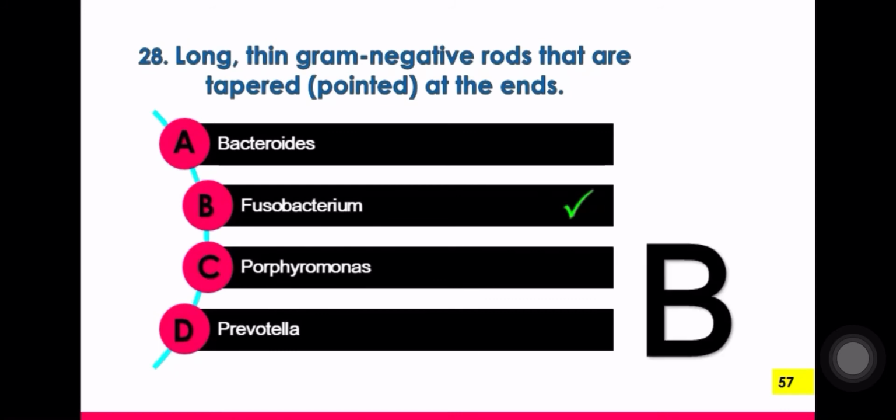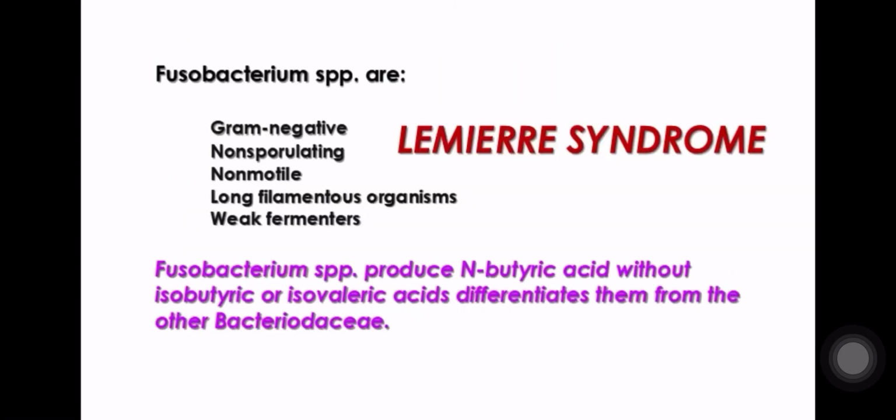The term fusiform, which means long, thin, and tapered at the end, is associated with Fusobacterium. These are the characteristics of Fusobacterium species: gram-negative, non-sporulating, non-motile, and filamentous. They are also considered weak fermenters. Fusobacterium causes Lemierre syndrome.